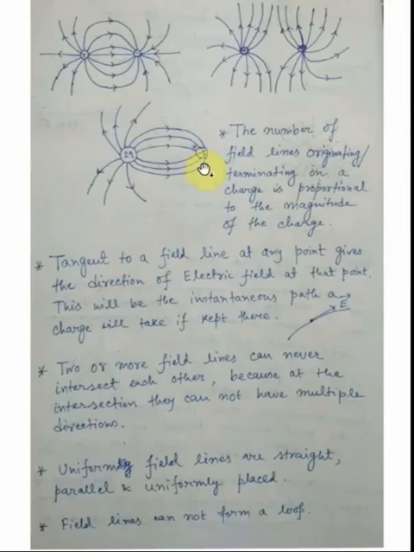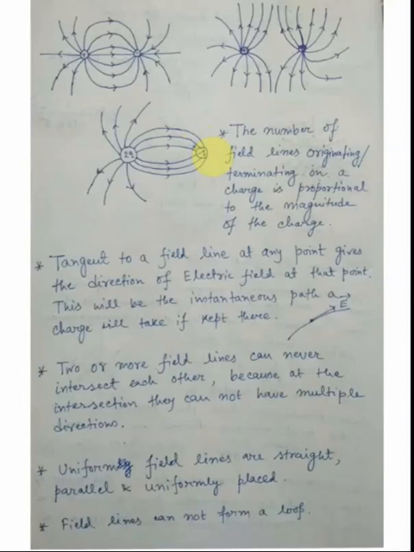The number terminating at minus q charge is half of the number of field lines originating from the 2q charge, right? So the density of field lines around the 2q charge is greater than the density of field lines around the minus q charge. So we can tell an important point here: the number of field lines originating or terminating on a charge is proportional to the magnitude of the charge.